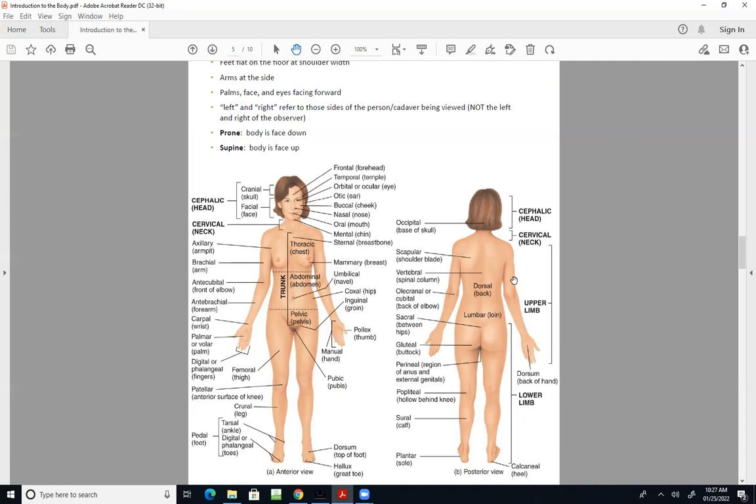It's not such a big deal when you're looking at the posterior view, the back view here, because this is the right side of the image, is the right arm. But over here, it definitely does play a role.